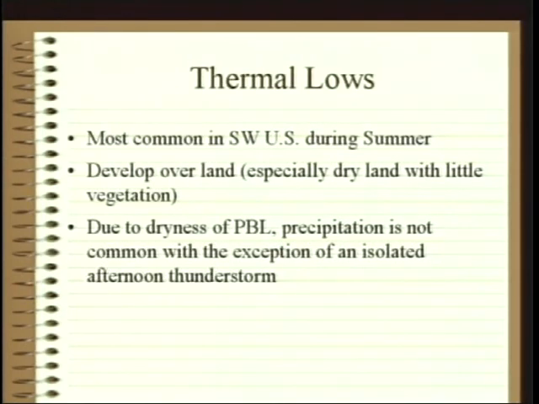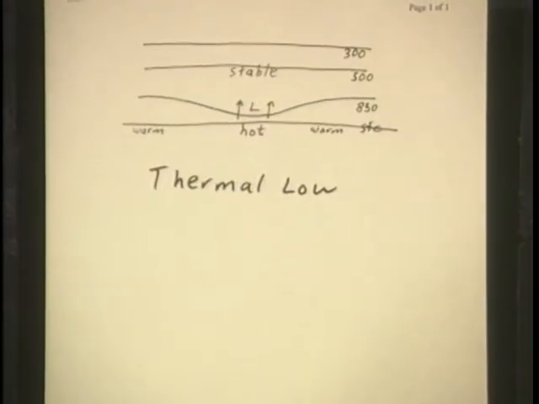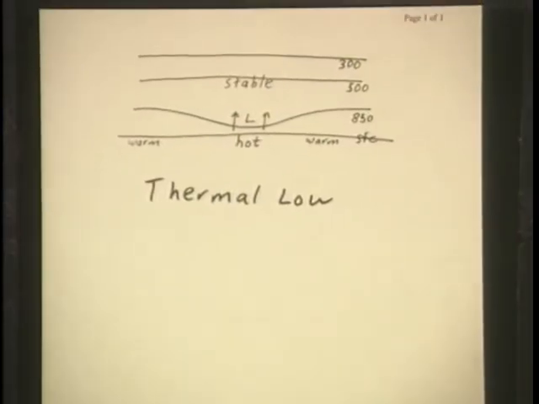They develop over land, especially land that is dry with little vegetation. Due to the dryness of the planetary boundary layer, precipitation is usually not common, but in some situations, if enough moisture works into the system, there can be an isolated afternoon thunderstorm. We'll take a look at an example of what the thermal low looks like.